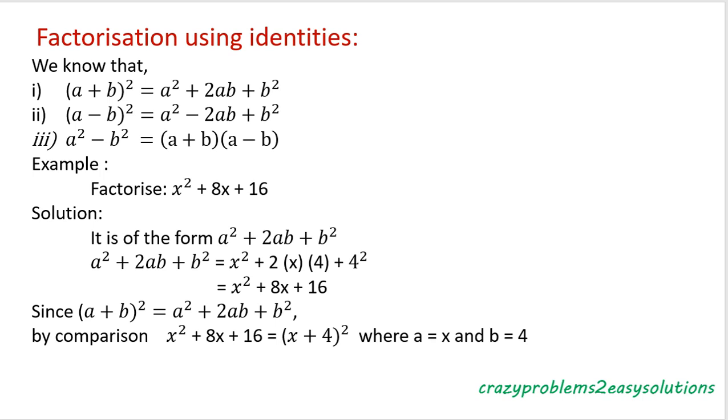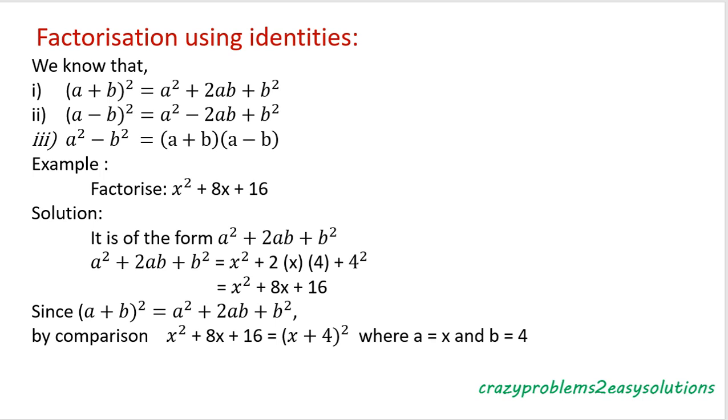Factorization using identities. In this we are mainly using three to four identities. First one, (a plus b) whole square equal to a square plus 2ab plus b square. (a minus b) whole square equal to a square minus 2ab plus b square. a square minus b square equal to (a plus b) into (a minus b).